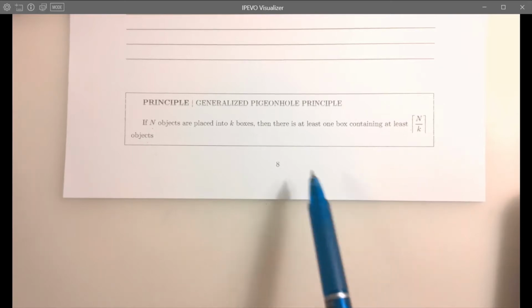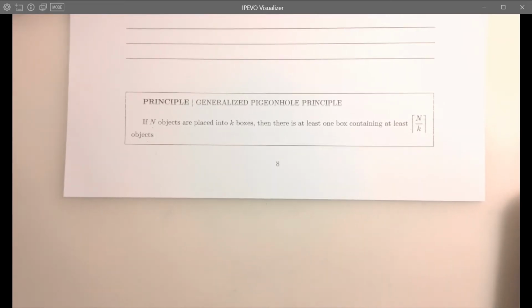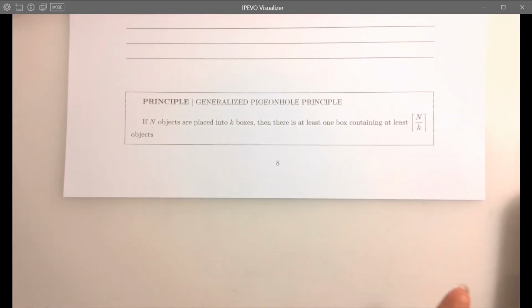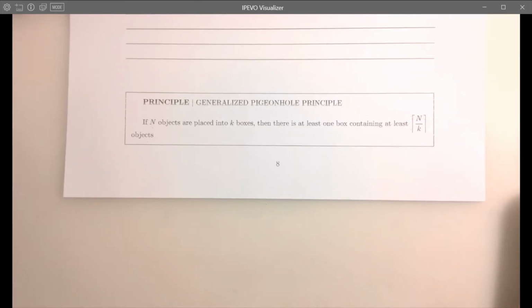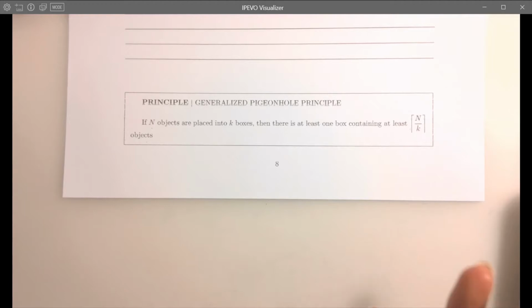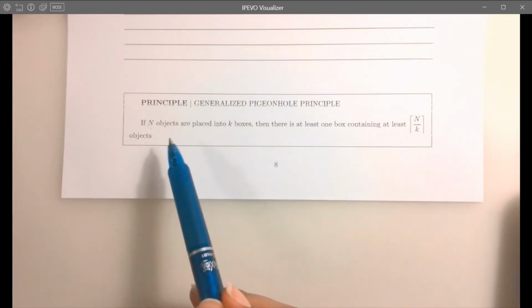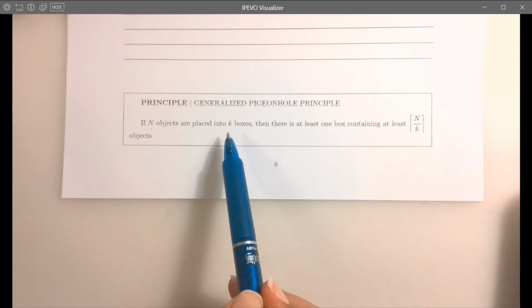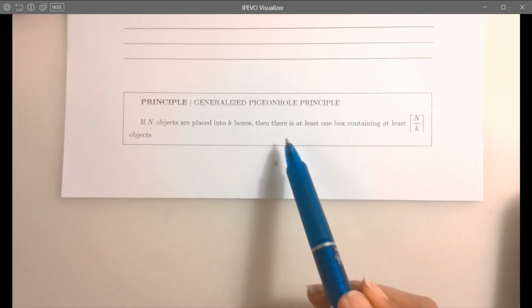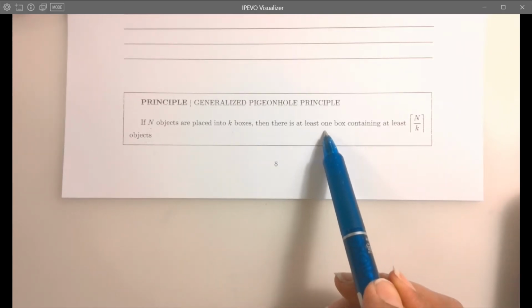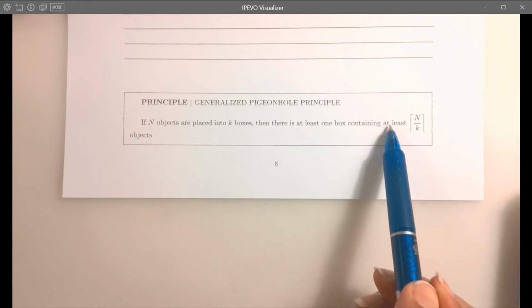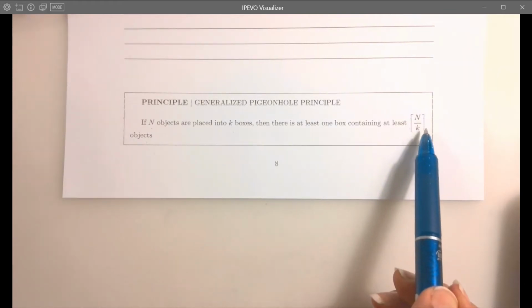Generalized pigeonhole principle. Just as a reminder, the pigeonhole principle was the idea that if you have k plus 1 objects and you place them into k boxes, then there's going to be at least one box with 2 or more objects. To generalize that, we think about n objects being placed into k boxes, and in that case there's going to be at least one box that contains at least the ceiling of n over k objects.